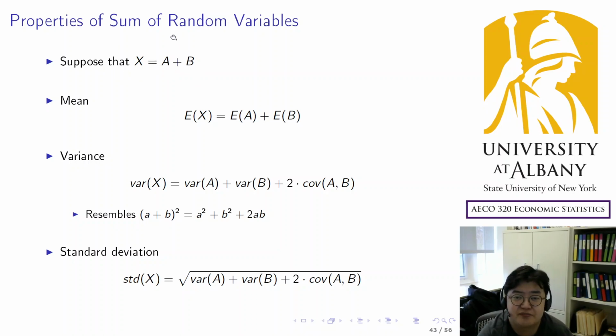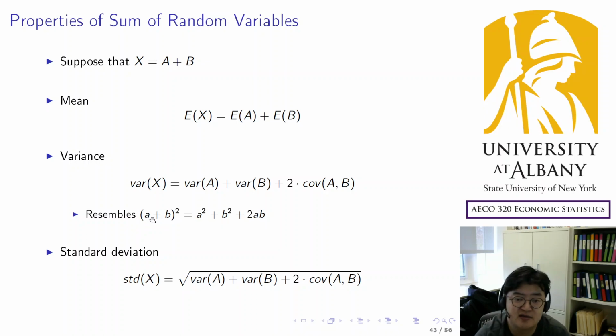So summation, like in the expectation, will preserve the summation. Because X equals A plus B, the expected value of X equals the expected value of A plus the expected value of B. Right? This is natural. Expectation is always nice. It's well behaved. But the problem is in variance. In variance, the variance of A plus B is the variance of A plus the variance of B plus something else. So it is not as clean as the mean. So the formula has something additional.